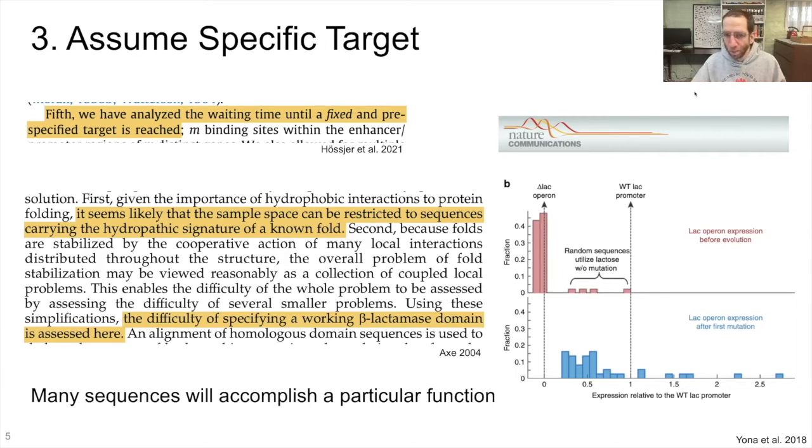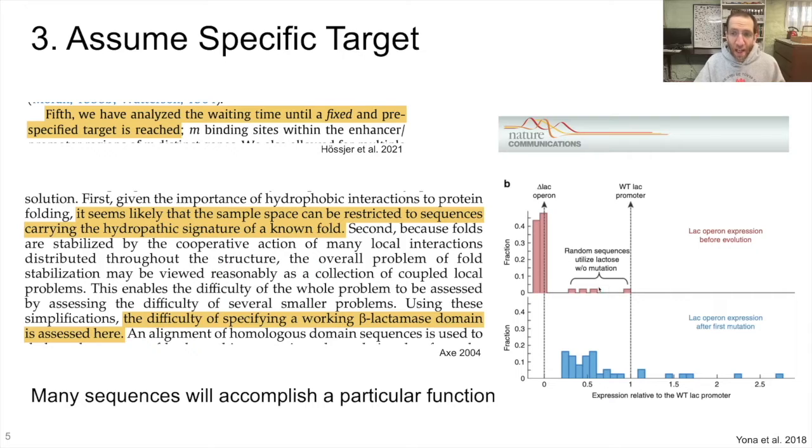So in this figure, on top, we're looking at the expression levels of those lac operon genes with just the random 100 nucleotides. And then down here in the bottom, we have the random 100 nucleotides, where each one has experienced one mutation. We have the fraction on the y-axis for both cases, and on the x-axis, we have expression relative to the WT, that's wild type, that's the normal lac promoter. So here, this line is the normal lac promoter.